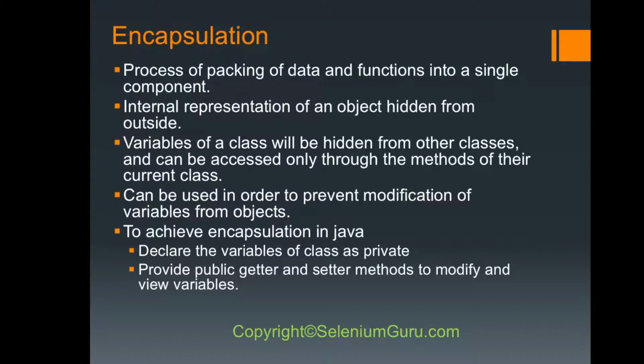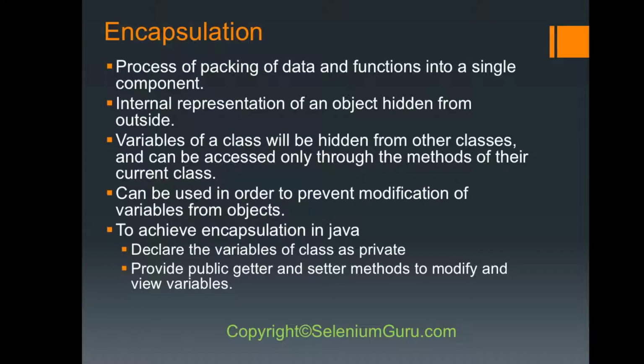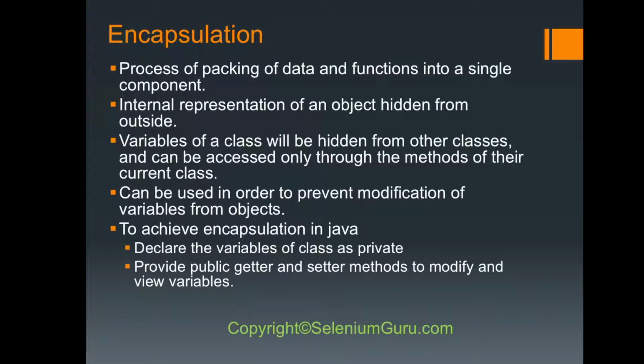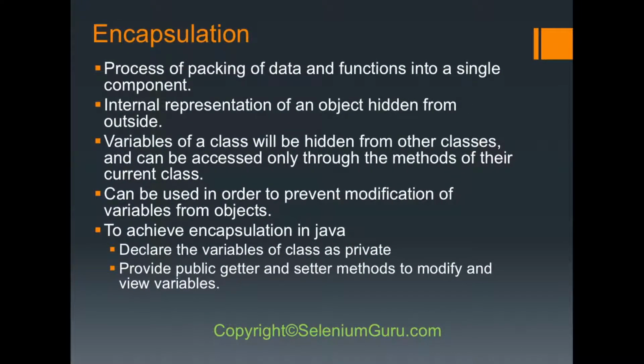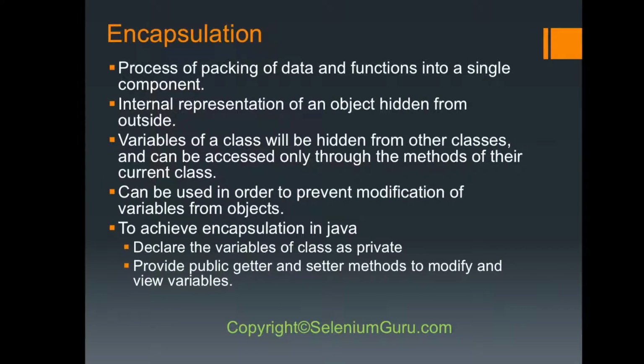That's encapsulation. Like I said, to achieve encapsulation in Java, you declare the variables of a class as private, then you provide public getter and setter methods to modify and view the variables. So you cannot just directly change the variable. Let's say you have object 100. On object 100, you can set the variable, and for that variable you can get the value. But for another object, you cannot change the variable value. That's the benefit of encapsulation: you're preventing users from changing the variable value for all objects.